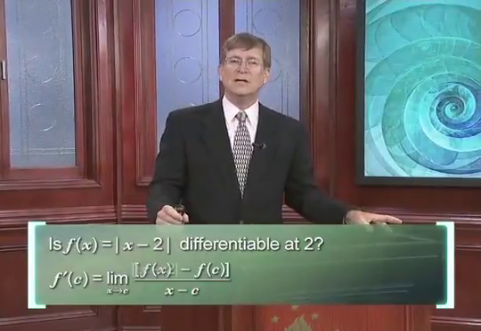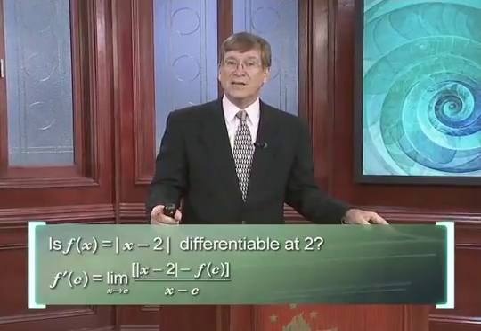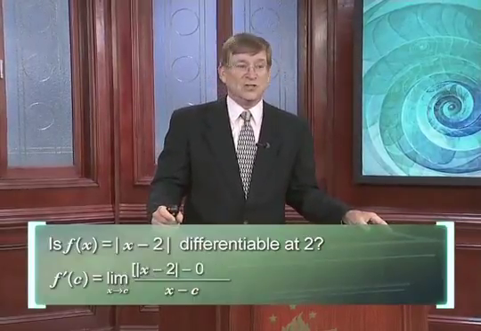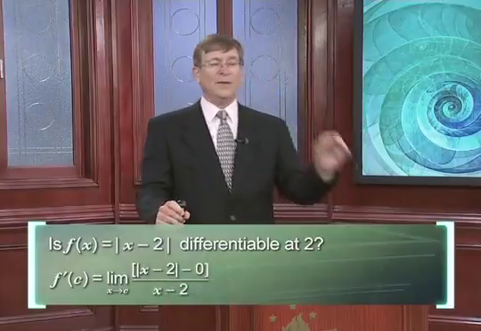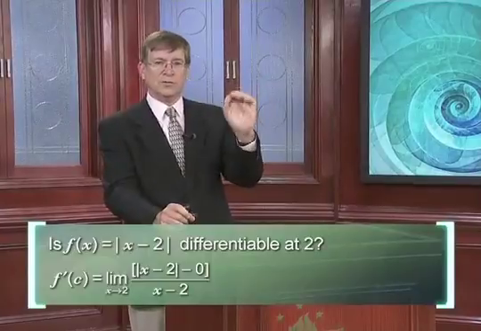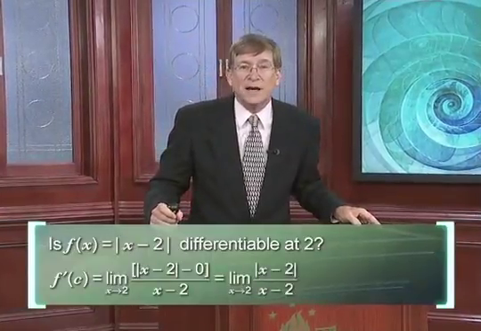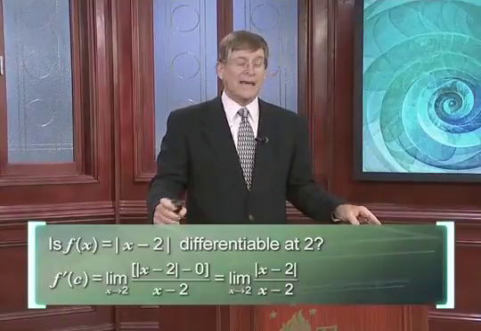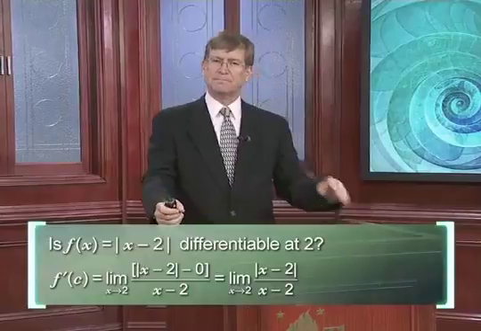What's the function? Absolute value of x minus 2. What's f of c? That's f of 2, so that's 0. And the denominator is x minus 2. And we ask the limit as x approaches 2. That's nothing more than the absolute value of x minus 2 divided by x minus 2. Well, what about this limit?